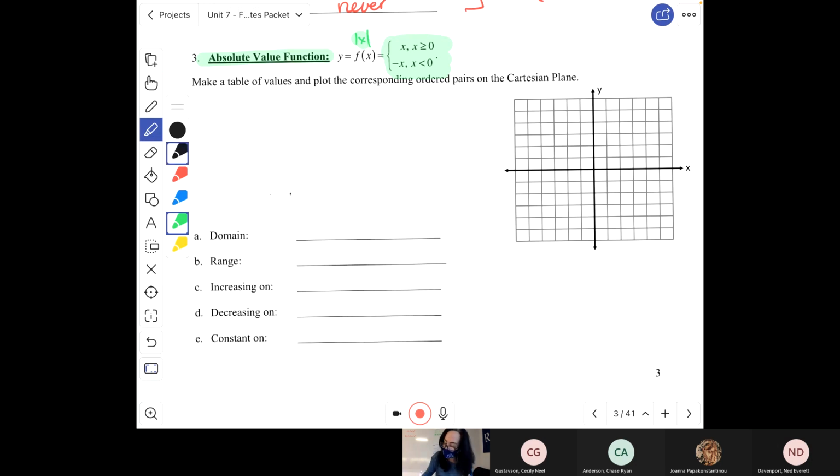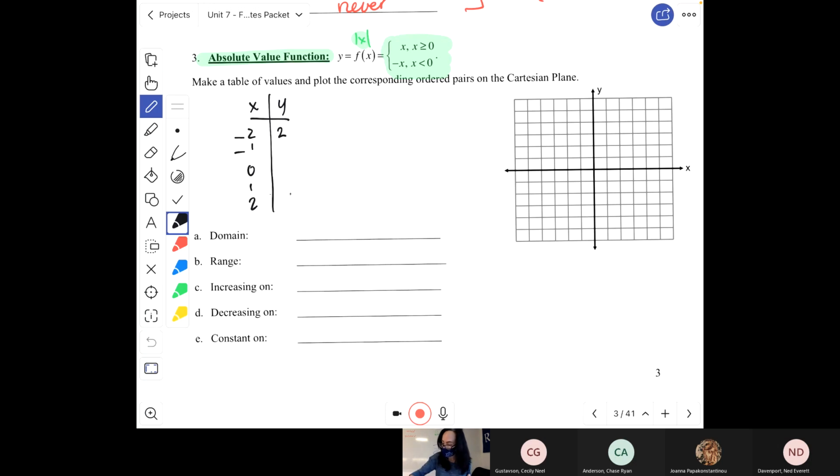Again, if you can't remember the graph, all of these you should be able to graph in your sleep. I could substitute in x values. And again, if the input is negative, I take the opposite. If it's 0, I keep it, or if it's positive, I keep it. So again, we should be able to easily graph this without much trouble. Okay, so let's talk about the domain of this absolute value function and every absolute value function. What is the range of the parent absolute value function?